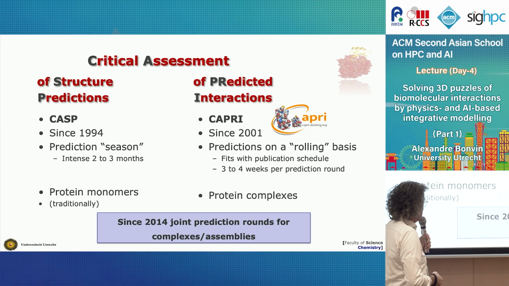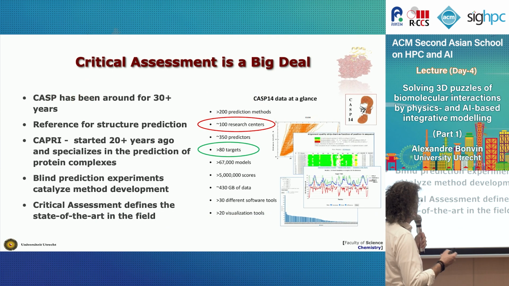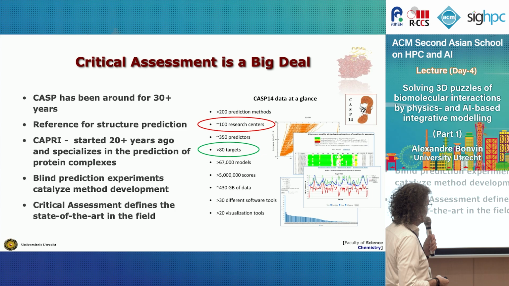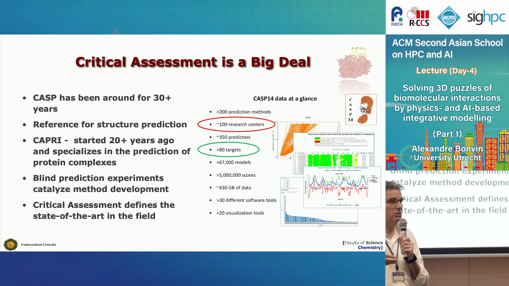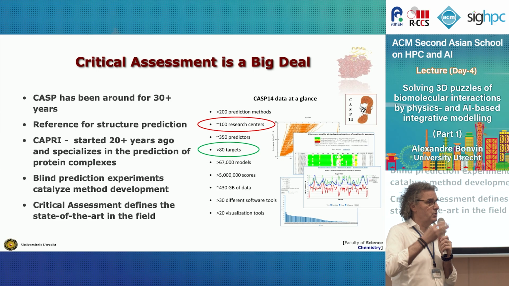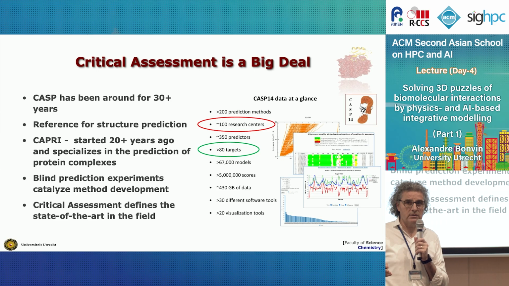And since 2014, CAPRI and CASP are teaming up to do the assessment together when there's a CASP season. Just to show you that assessment is a big deal, these are some statistics from CASP14. There are about 200 prediction methods that are put to the test. Since the early days, this was the way to really blindly test software and methods, because you don't know the answer.